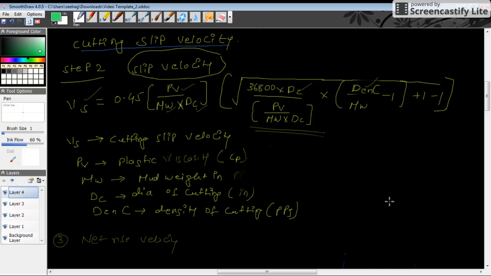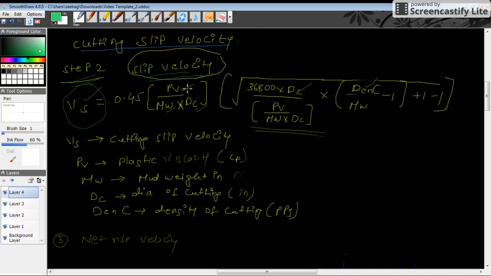In the previous video, we discussed that there are two methods, and this is method one, step two. In the first step, we calculated the angular velocity, and in the second step, we are going to calculate the slip velocity. The slip velocity can be calculated by using this formula. We are calculating Vs, the cutting slip velocity, and this is the formula we are going to use.